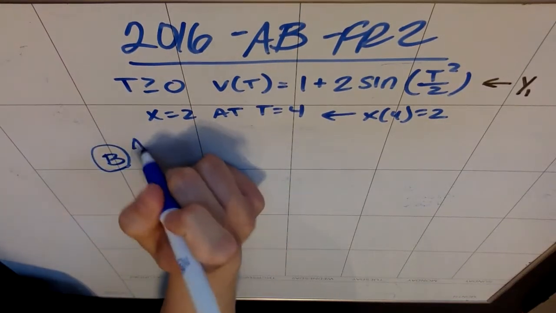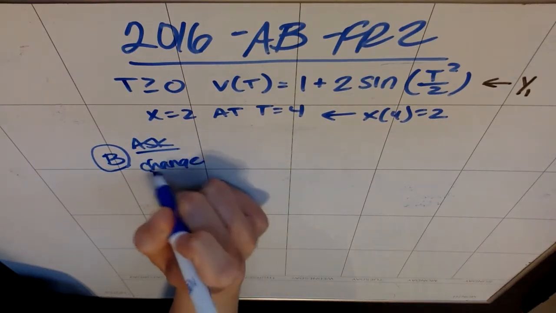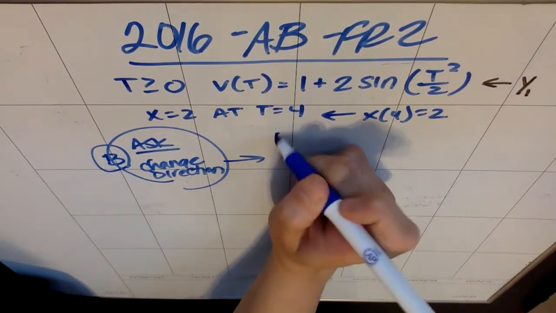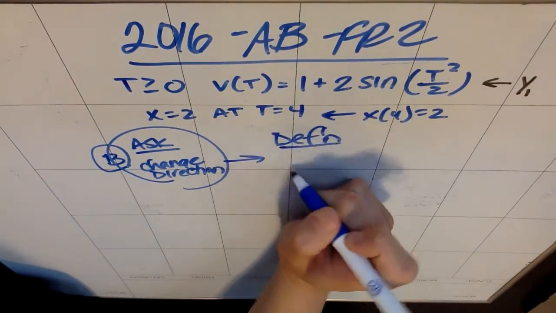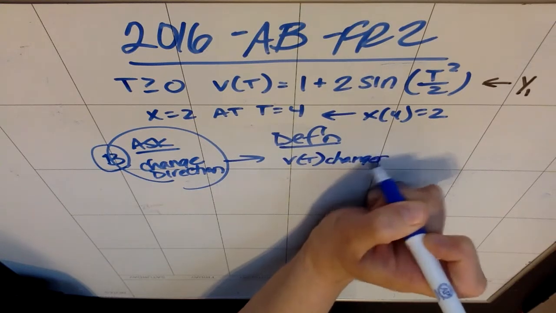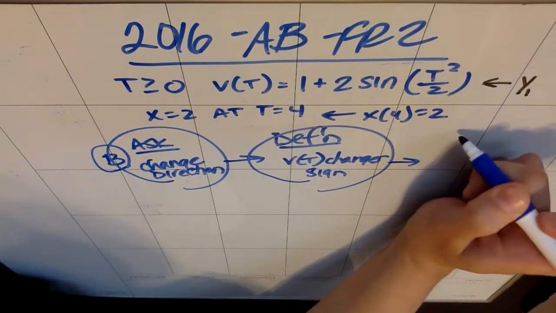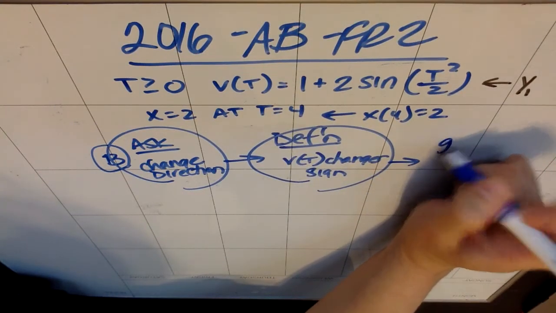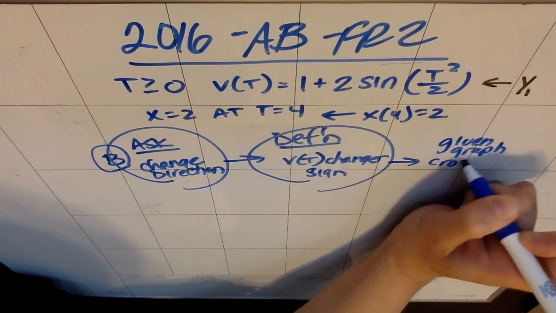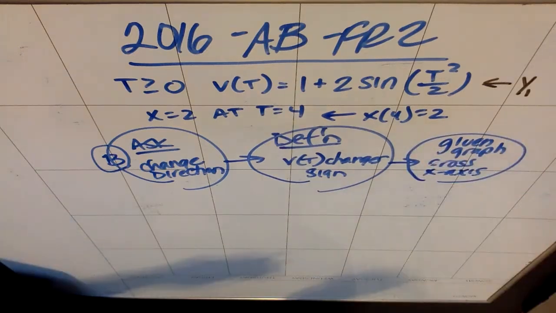So we need to think about what they're asking us. They're asking us about when we change direction. The definition of that is that v of t changes sign. But then we need to link that to what we're going to be able to see in this problem. What that means is that our given graph, the one that's in the calculator, crosses the x-axis. That's what we're looking for.